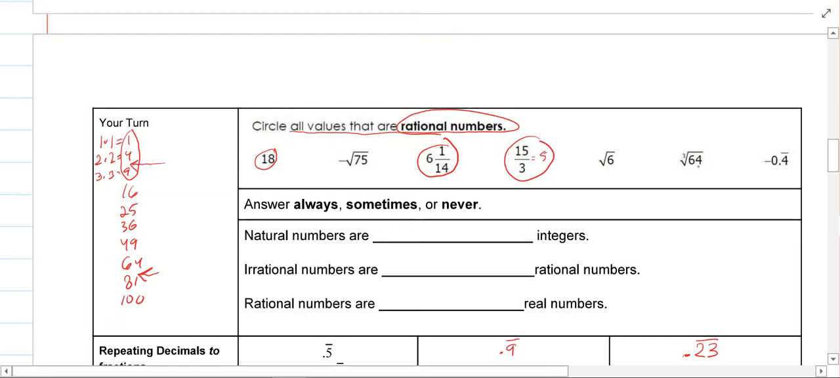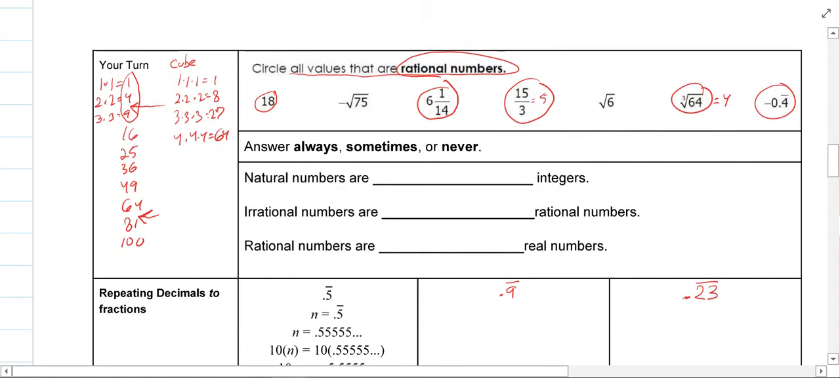The cube root of 64. Well, what are our cube numbers? I'll give you some. 1 times 1 times 1 is 1. 2 times 2 times 2 is 8. 3 times 3 times 3 is 27. Do you hear the word there? Cube. Cubes have 3 dimensions. It's 3 numbers. So 4 times 4 times 4 is 64. So yes, that can be simplified to 4. And this one is repeating, and we learned that repeating are rational numbers. Yep.